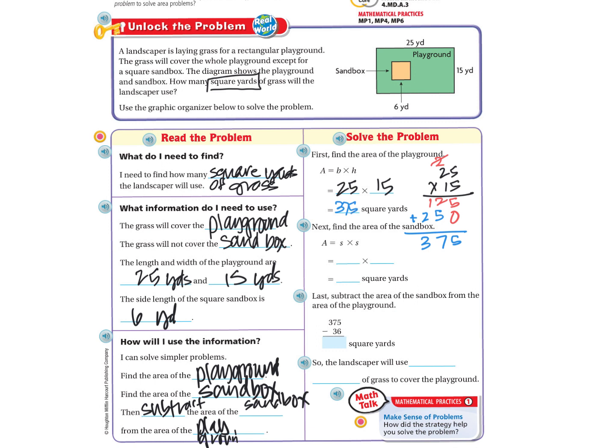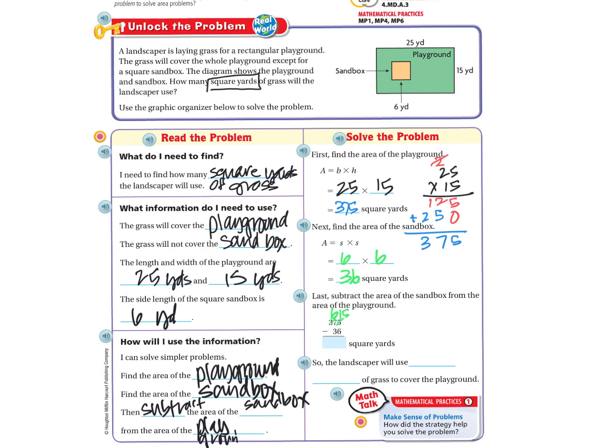Now let's find the area of our sandbox. So what are all the sides in the sandbox? 6. Yeah. So we write 6 times 6 is 36. All right, so we have 375 for our playground. We're taking away the area of the sandbox, so we subtract. Can we take 6 from 5? No, it's too big. So we're going to have to regroup. So take a 10 from the 7. We have 6 left. And that 10 that we took away, we're going to add to the 5. So that's 15 now. So 15 take away 6.